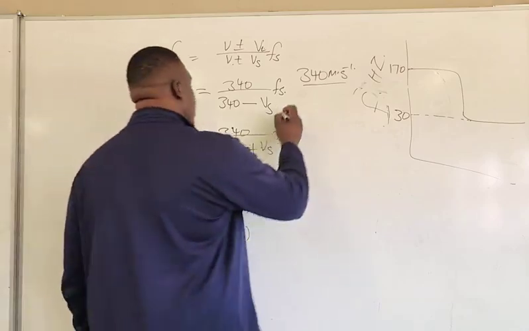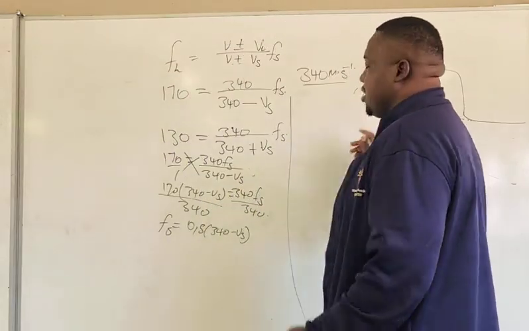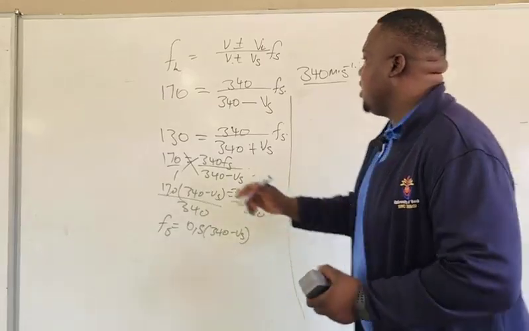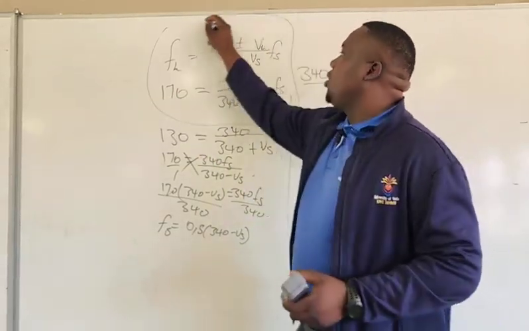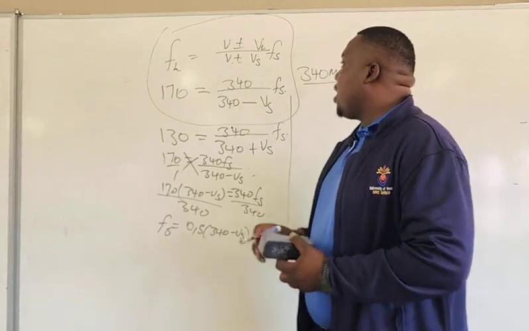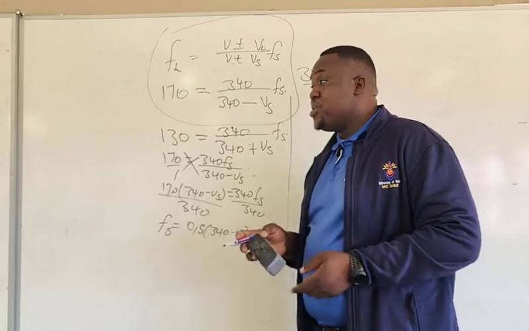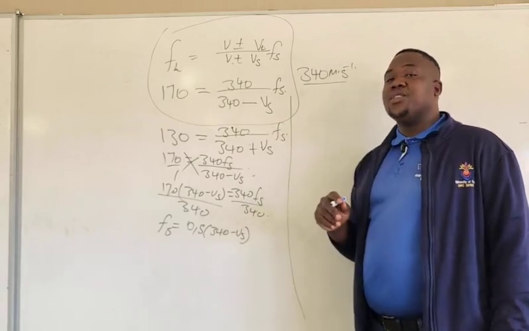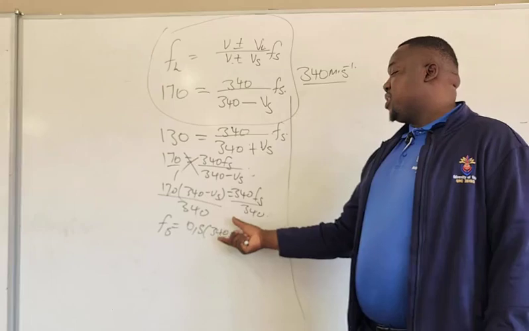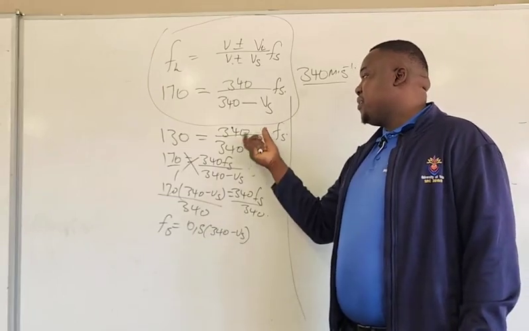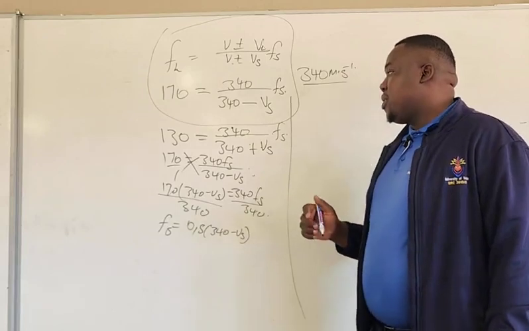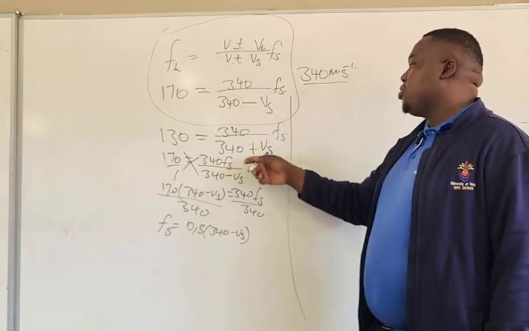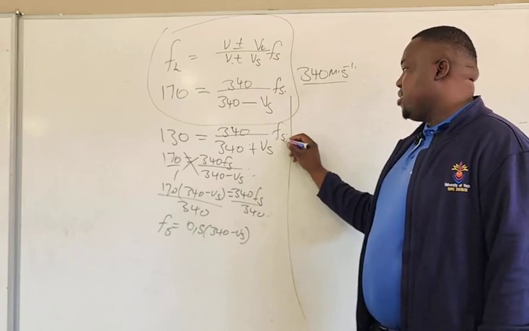Let us substitute in the second equation. I hope you are understanding what we are doing. We created these two equations, equation 1 and equation 2. It's just that I don't love writing equation 1, equation 2, maybe because I'm a physics teacher. We started with the one of 170, so now we substitute into the one of 130. Where there is Fs, we substitute this.